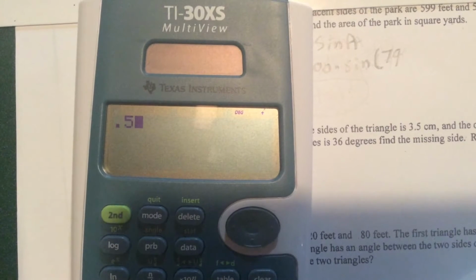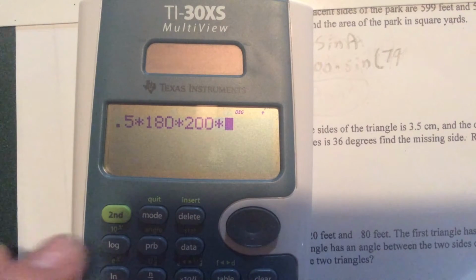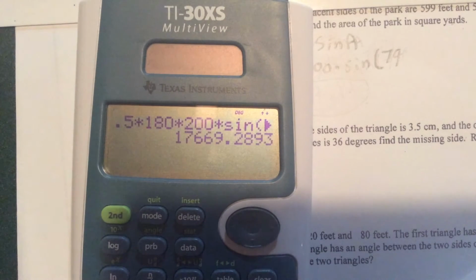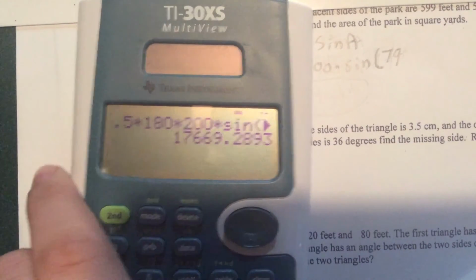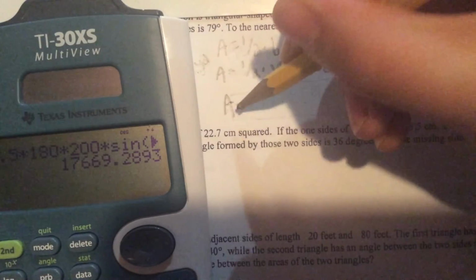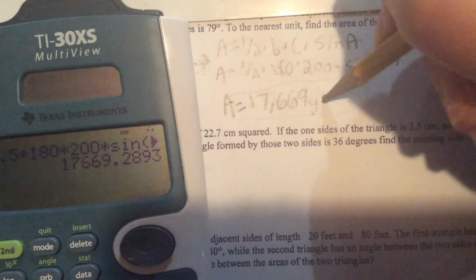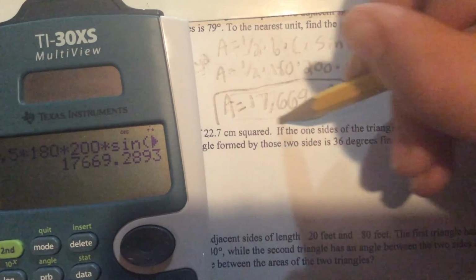So 1/2 or 0.5 times the side, which would be 180, times the other side, which is 200, times the sine of the angle in between, which is 79. So that's 17,669. And since it says round to the nearest unit, you wouldn't have to change the number. So area would equal 17,669 yards squared. Don't forget your units. And that's how you would do number 2.